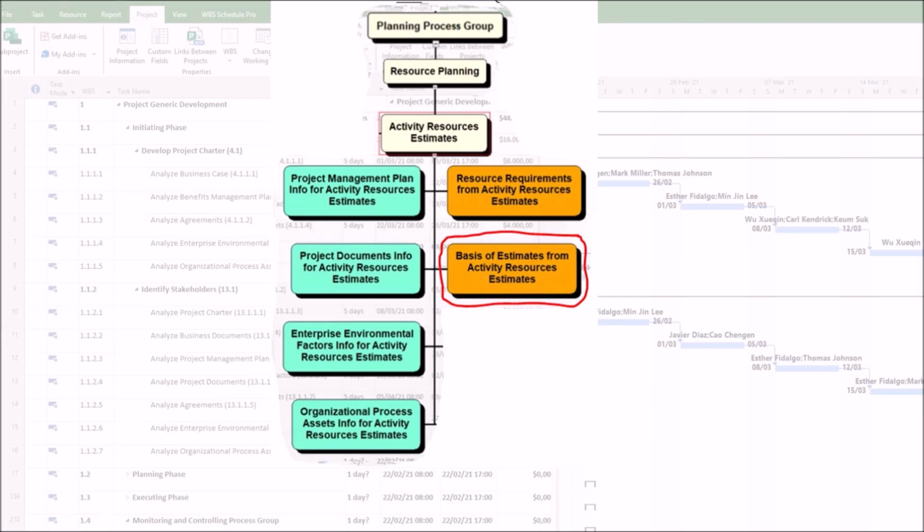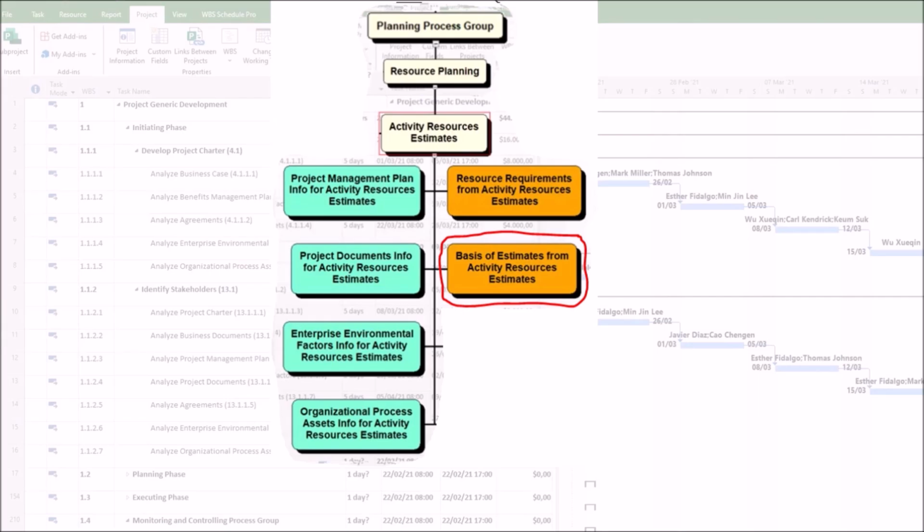In conclusion, basis of estimates is the cornerstone of a credible, defensible, and controllable resource management plan. A project manager who diligently creates and maintains the basis of estimates is demonstrating professionalism, foresight, and a commitment to managing the project responsibly. A poor basis of estimates doesn't just create a bad number.